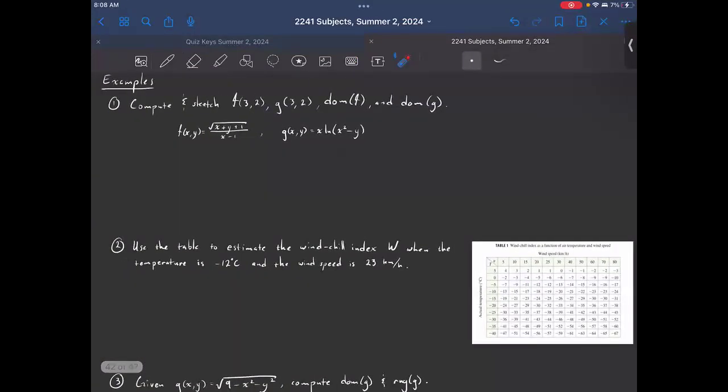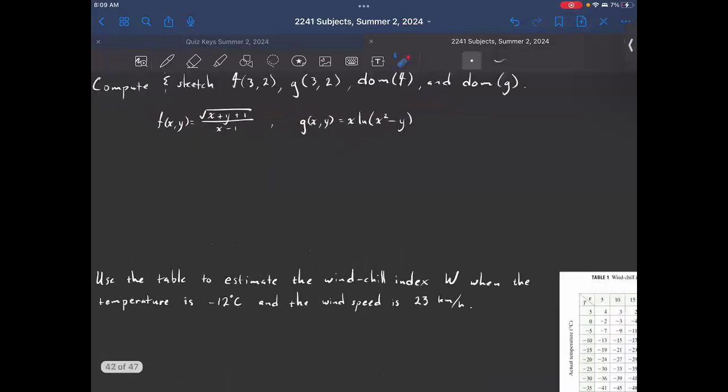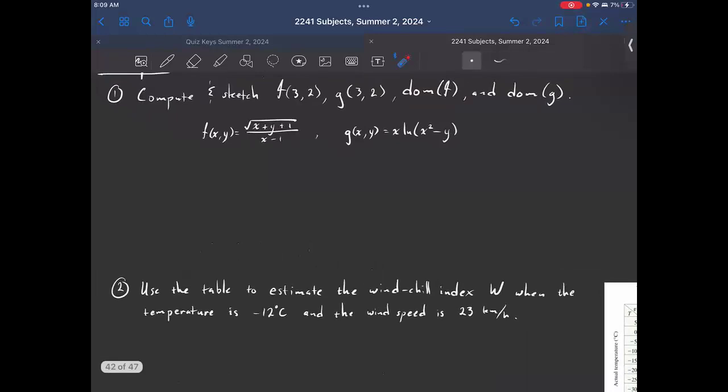All right, so our first problem says that we're going to have to compute and sketch a few things: the values of two different functions given below and their domains, and not their ranges. Okay, so just the domains. So we want to compute these two values.